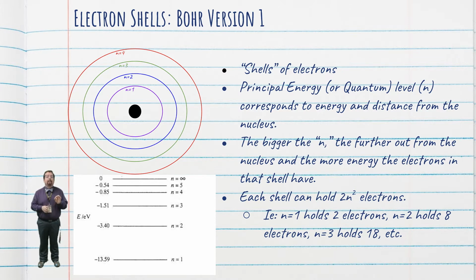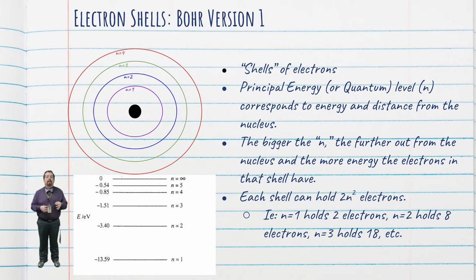We call them by their principal quantum number, or principal energy level, known as n. The first shell, closest to the nucleus, is called shell 1, or the n equals 1 shell. The next one is n equals 2, etc. The larger that principal quantum number is, the further away from the nucleus that shell, or those electrons, are. The bigger the shell is, the more energy the electrons in that shell have.